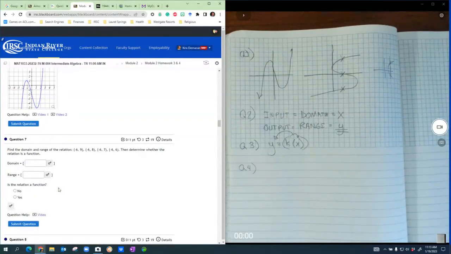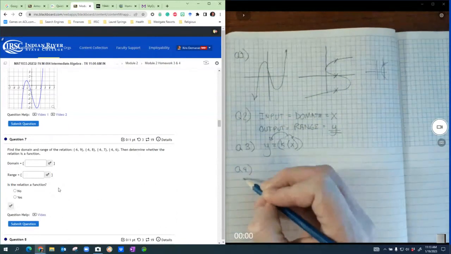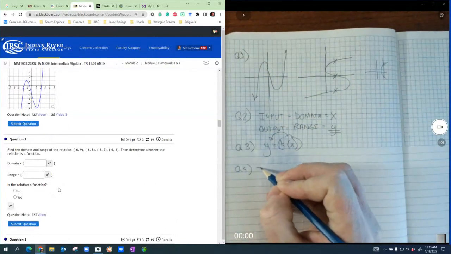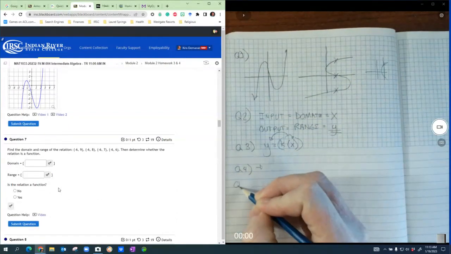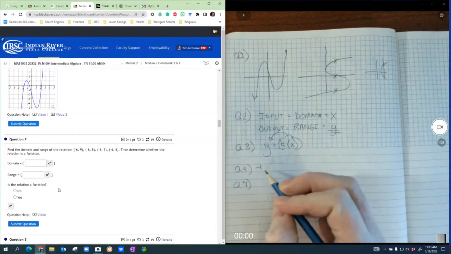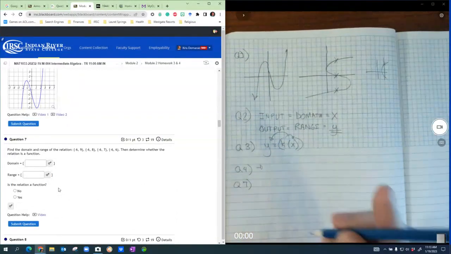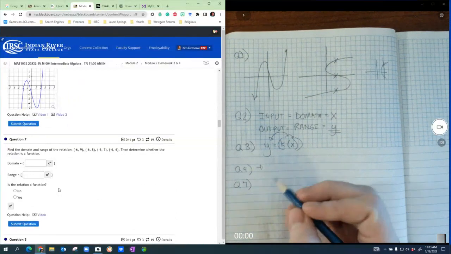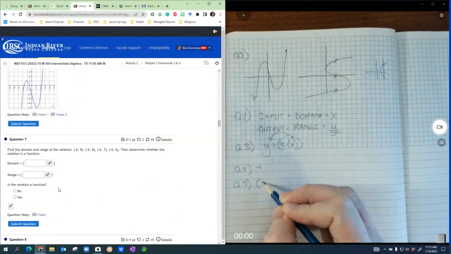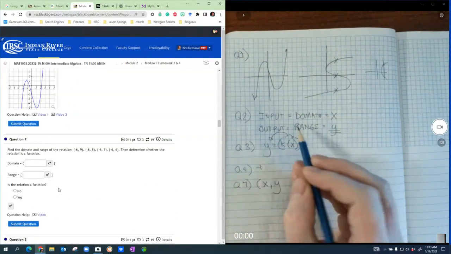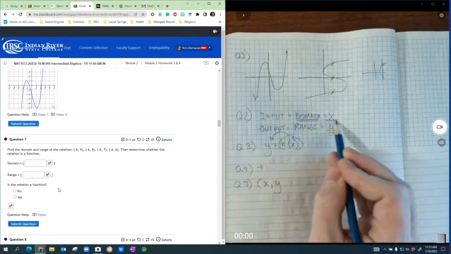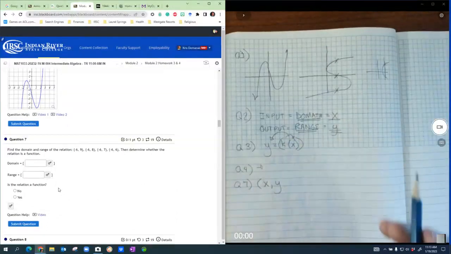Now, for question number 7. I already did this one. Now it says find the domain and the range of the relationship. The domain is going to be all values of x, as I just said right here, and the range is all values of y.